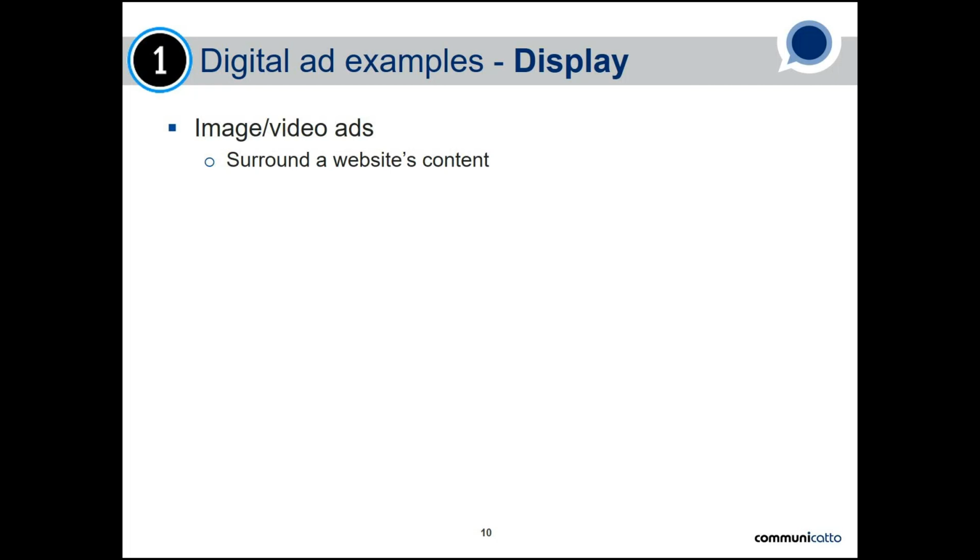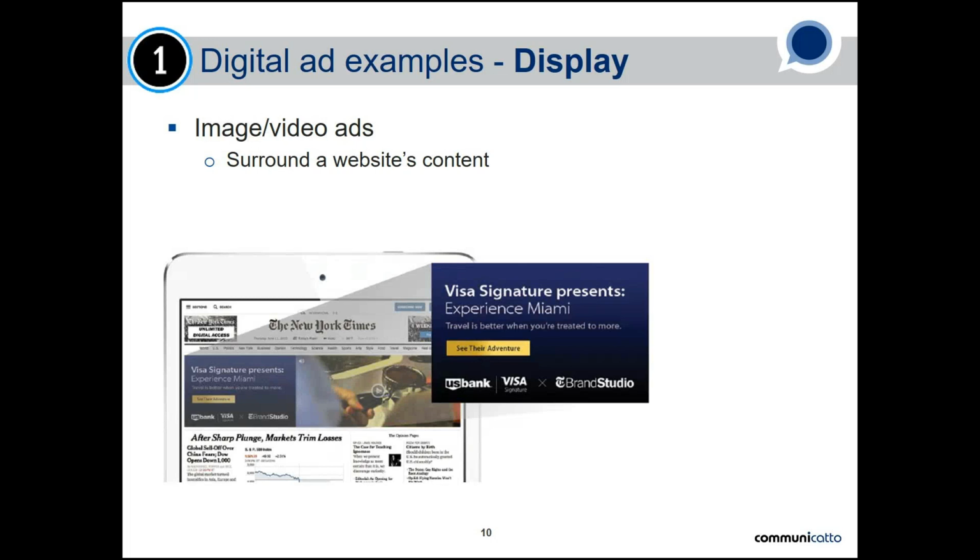Basically, display advertising is running image, text, or video ads that surround a website's content. You think about banner ads. That's not all that display is, but a banner ad is display advertising. Here's an example on New York Times where Visa's got their big banner up, running right next to a video.